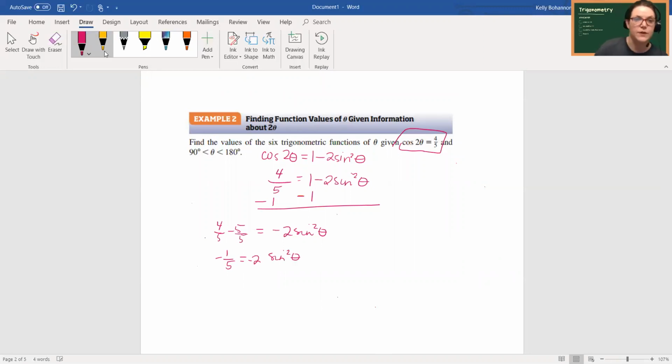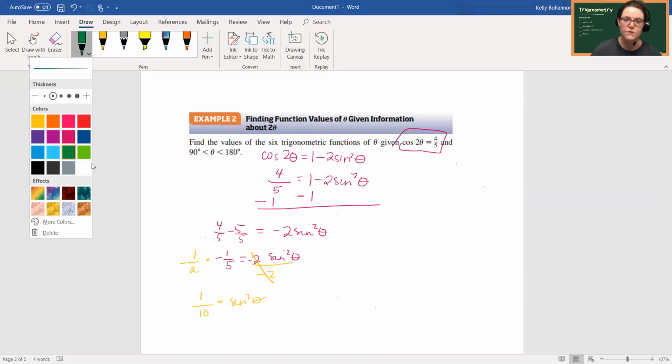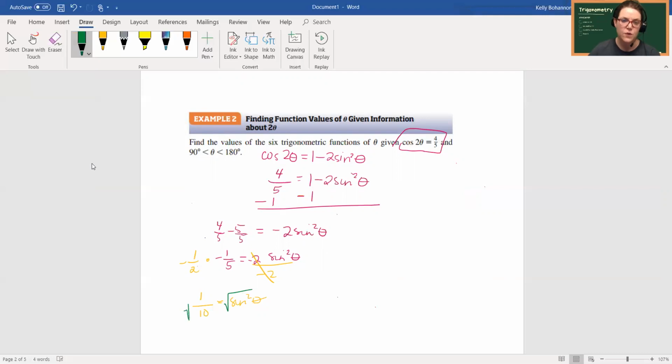All right, so we're just doing algebra here. So I need to divide by negative 2. And if I divide the right-hand side, I have to divide the left by negative 2. And dividing by 2 is the same thing as multiplying by 1/2, and it just happens to be negative this time. So that would give me positive 1/10 equals sine squared theta. But I'm not looking for sine squared theta. I need to know sine theta because I'm looking for the 6 trigonometric values. So I take the square root of both sides. That would give me 1 over square root 10 is sine theta, which we do need to rationalize. So that would be square root 10 over 10.